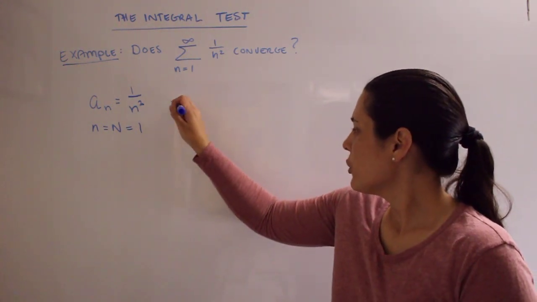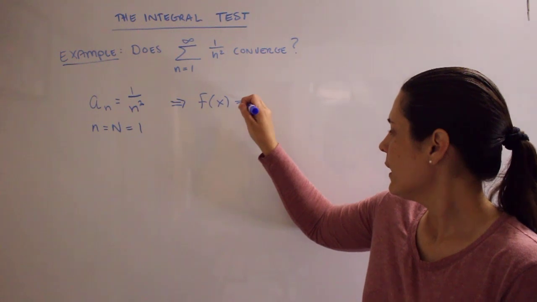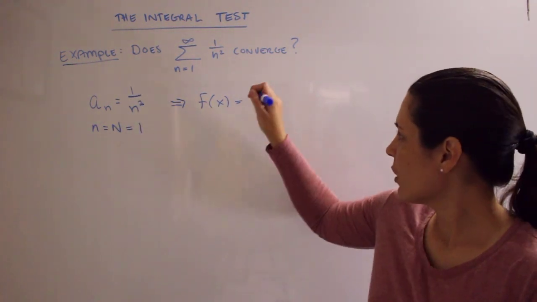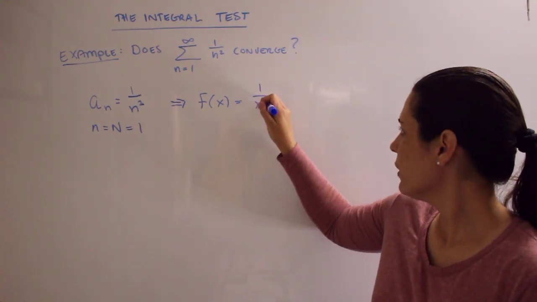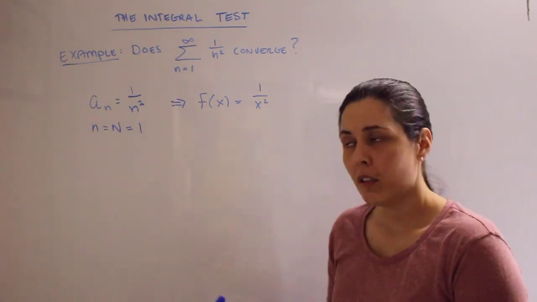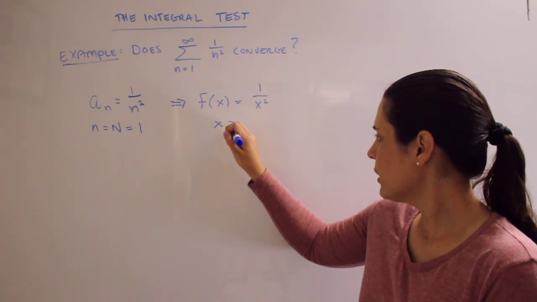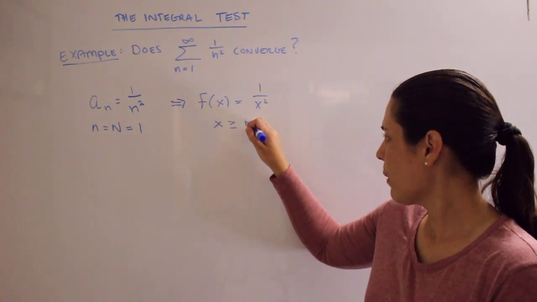So let's relate that to a function. Our function, f of x, is going to be 1 over x squared, and from the integral test that we wrote down, we had the criteria that x had to be greater than or equal to capital N.